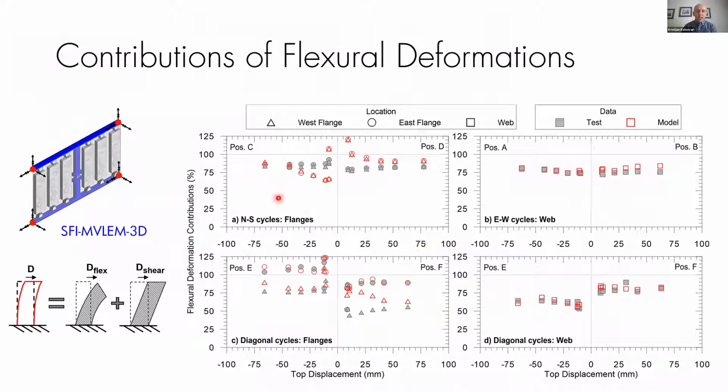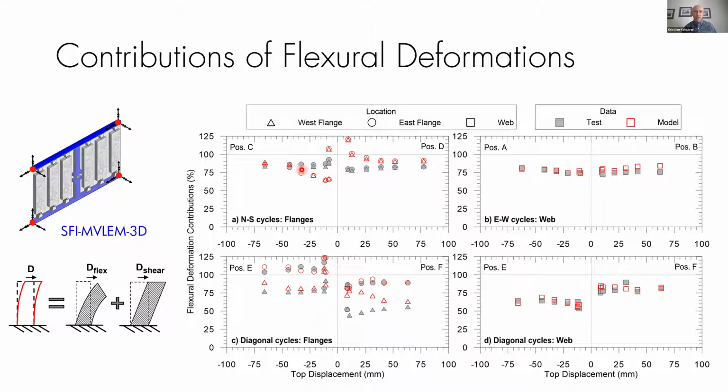A little bit on the contributions of shear versus flexural deformations to the total displacement, right? So the total deformation equals flexural plus shear. In our models, we can uncouple these two and compare them. They did the same thing with the test results. And here you can see that for SFI and VLEM 3D, in positions A and E, it's almost a perfect match, but then in the other positions, I'm sorry, A, B, and E, F, it's a pretty good match.